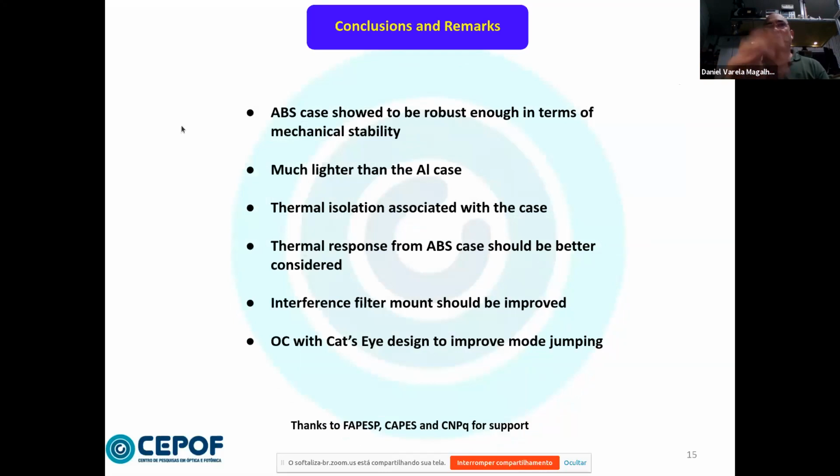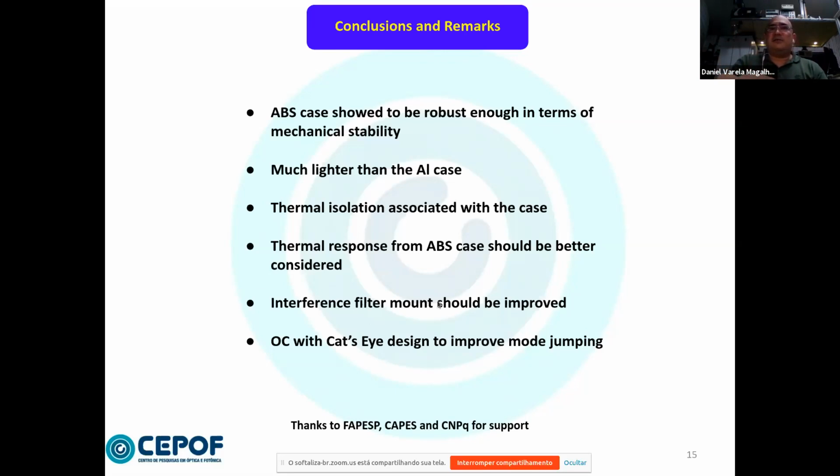What we can conclude now is that the ABS case, in a first version, already showed to be robust enough in terms of mechanical stability, because it is a monolithic structure. Like honeycombs and such systems, you can tighten it mechanically and improve the structure. It is of course much lighter than the aluminum case, and the thermal isolation associated with the case plays a big role in the stability of the system. In the aluminum case, we have everything for a fast response, but we also have to thermally isolate it from external systems. And we are already making some changes to improve this thermal response in the mechanical project and the mechanical design.